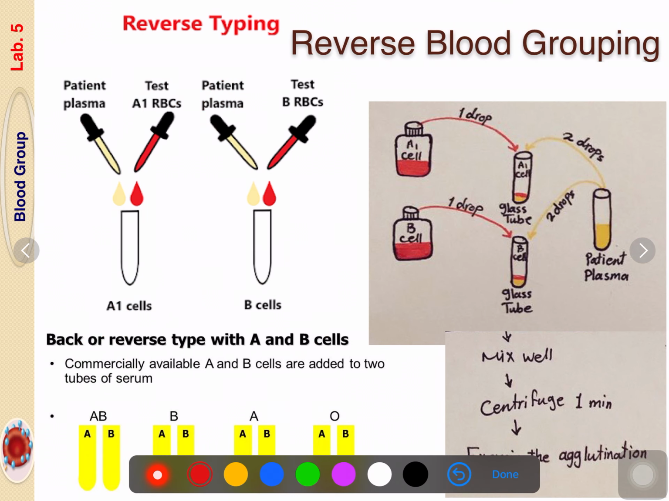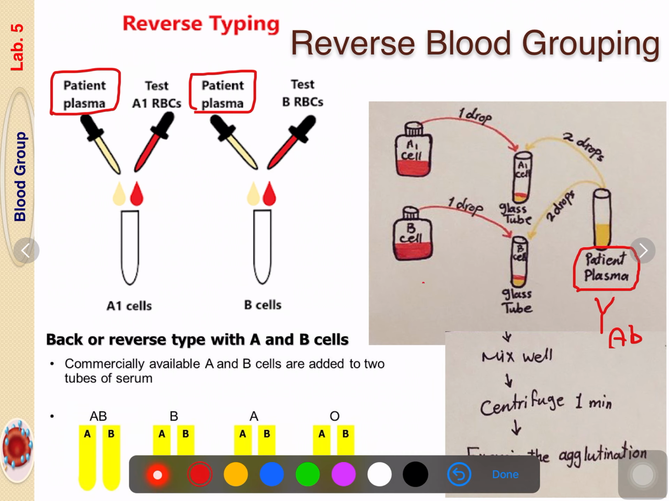In reverse typing, as we said, you are looking for antibodies. That's why you are going to use plasma of the patient. So if you want to detect antibodies, you have to use plasma, and you have to use a red blood cell as a suspension. That's why we have this here: a red blood cell suspension. You can see it here: A1 cell and B cell. So they have cell suspension, red blood cell suspension.